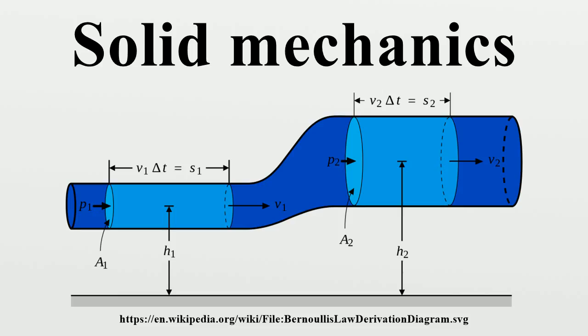1956. J. Turner, R. Clough, H. Martin, and L. J. Topp's paper on the stiffness and deflection of complex structures introduces the name finite element method, and is widely recognized as the first comprehensive treatment of the method as it is known today.